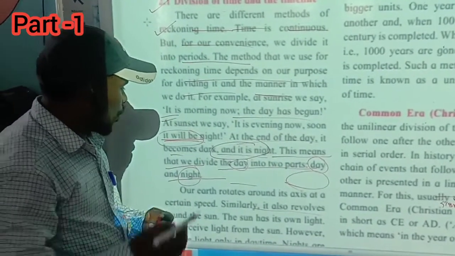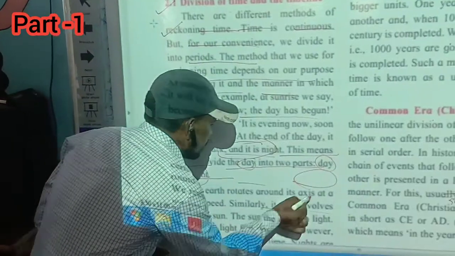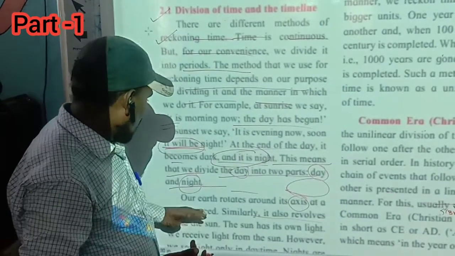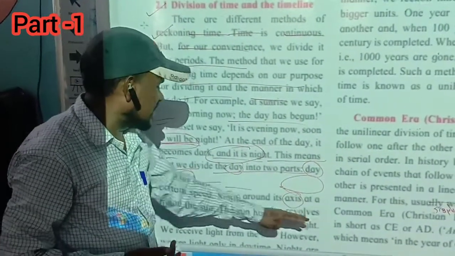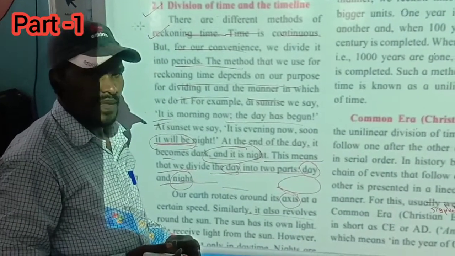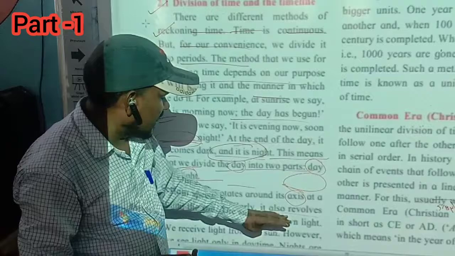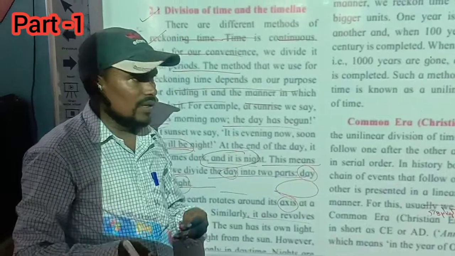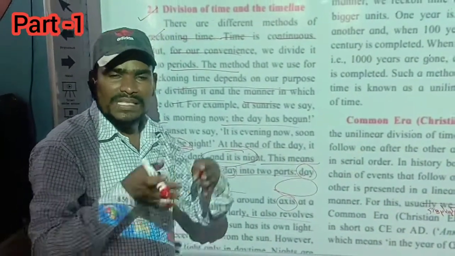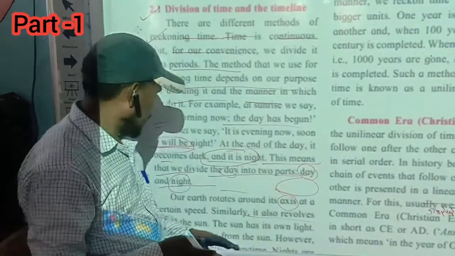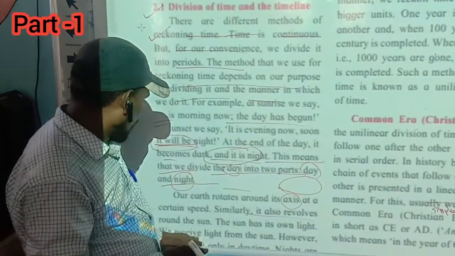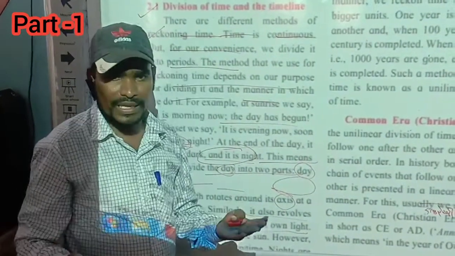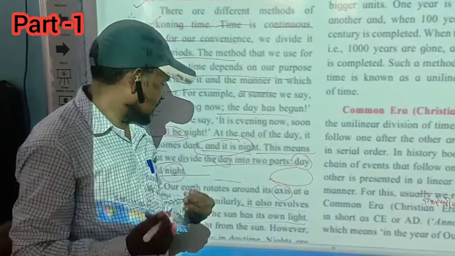Our earth rotates around its axis. Axis is an imaginary middle line. Our earth rotates around its axis at a certain speed. Similarly, it also revolves round the sun. Besides spinning on itself, it also goes around the sun. The sun has its own light.